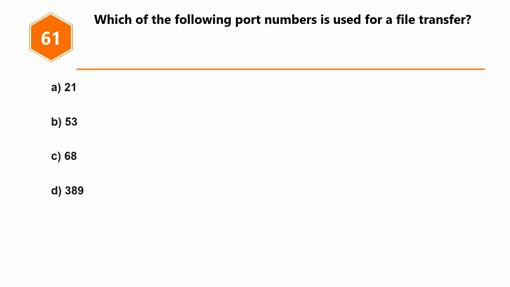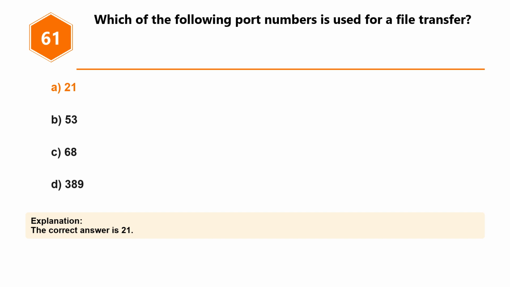Question 61. Which of the following port numbers is used for a file transfer? Option A, 21. Option B, 53. Option C, 68. Option D, 389. The correct answer is option A, 21.